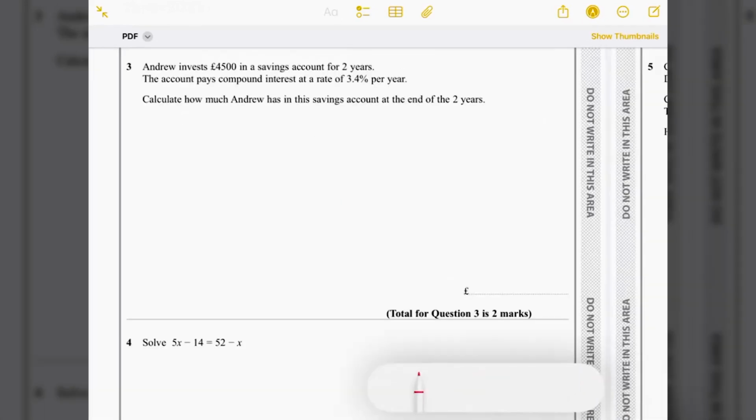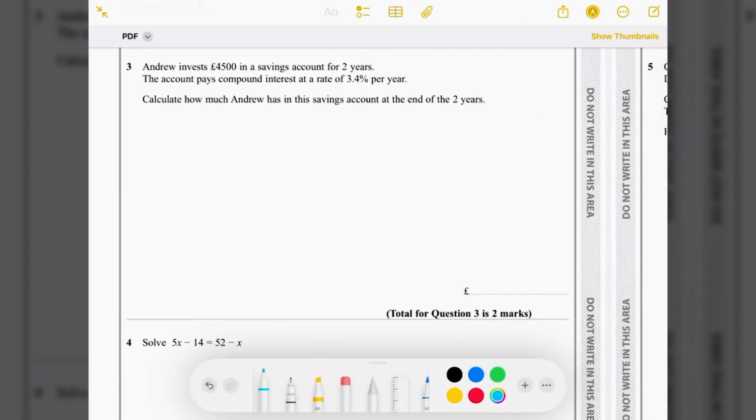Okay, question 5. Andrew invests £4,500 in a savings account for 2 years. I'm just going to highlight things that I need. The account pays compound interest. This is, again, really important. Compound interest is a formula for that. It would look something like this.